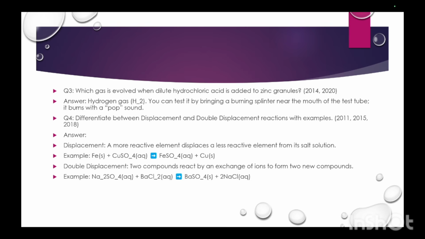Now question number 3: Which gas is evolved when dilute hydrochloric acid is added to zinc granules? The answer is very clear. It is hydrogen gas. Not only with zinc: in most cases, if you forget, remember just one tip: when a metal reacts with any kind of acid, particularly a highly reactive acid, it is going to form hydrogen gas. It's going to release.